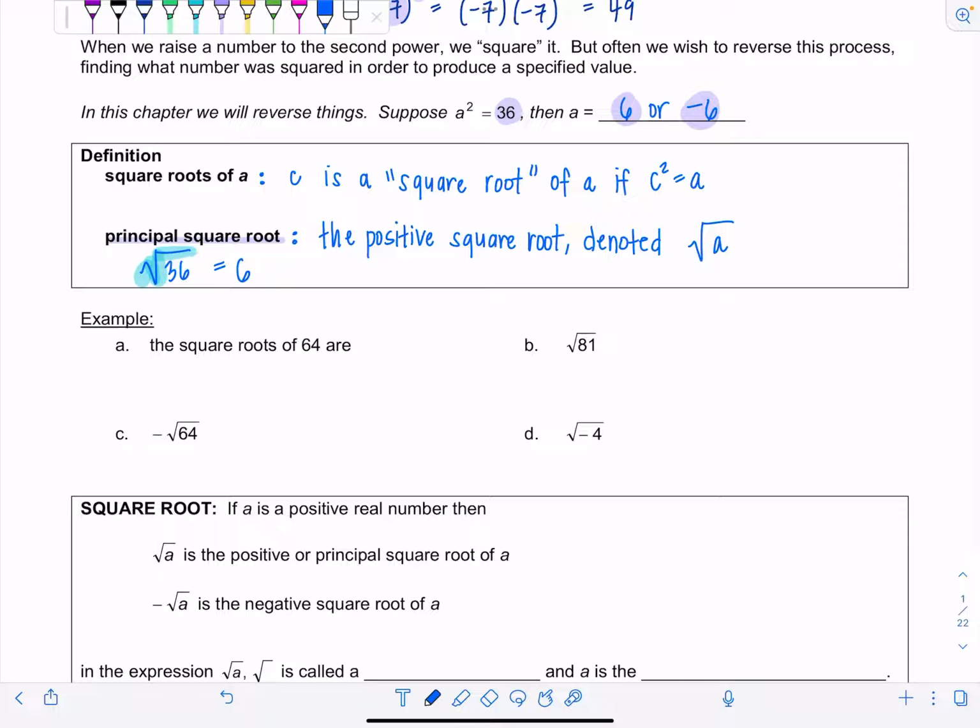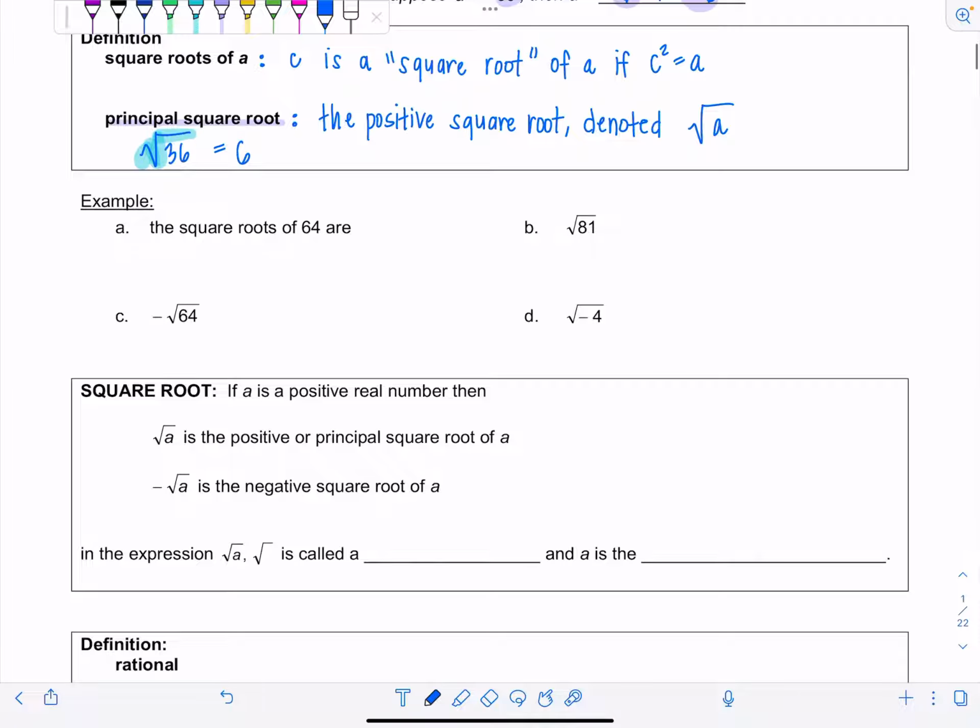Okay, so please pay very particular attention to directions, notation, and all of that. So example, A, the square roots of 64 are. So this time they want both square roots, not just the principal. So the square roots of 64 are 8 and -8. Okay. B, this symbol means we want the positive, the principal square root of 81. So you should only have one value here. This is 9.